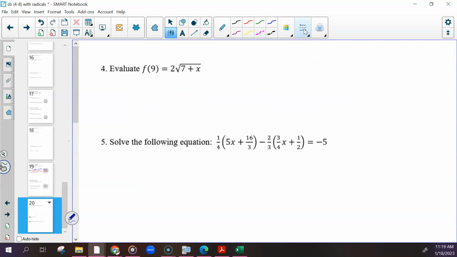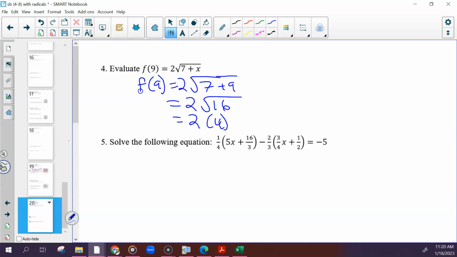Okay, number 4. F of 9. Is that X or is that Y? X. So you're going to put that in for all of your X's. Well, in this case, just 1. And start to simplify. Square root of 16 is what? Not 8, 4. And then multiply. The final answer is 8, yes. So f of 9 is 8, or f of x is 8.